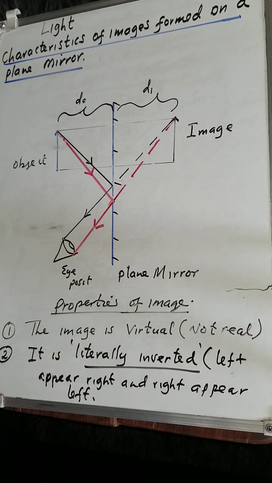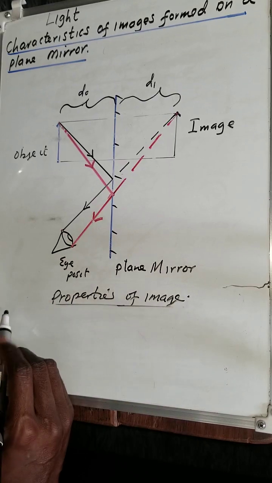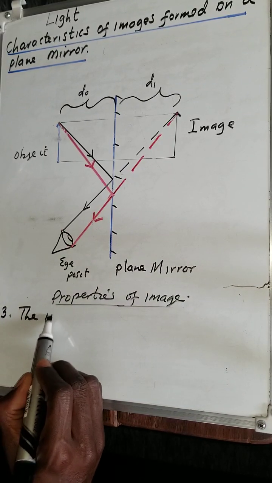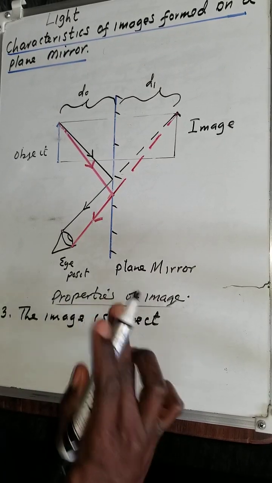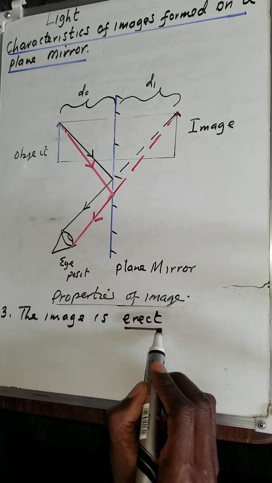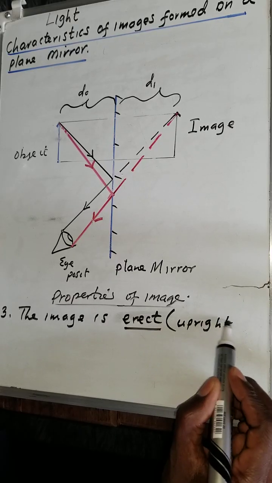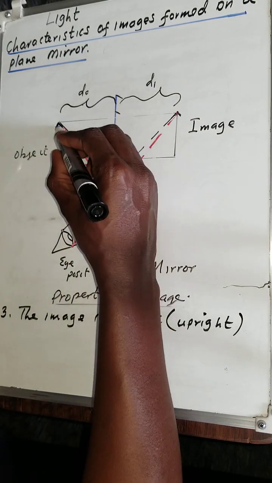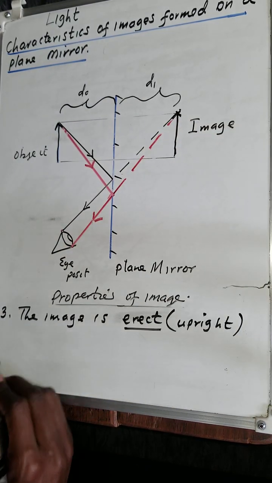The other property of the image formed in a plane mirror, number 3, is that the image is erect. What do I mean when I say the image is erect? Well, that simply means it is upright. In other words, it is the right way up. You can see where my arrow is pointing up. It is exactly where that arrow is also pointing. So it is actually upright.